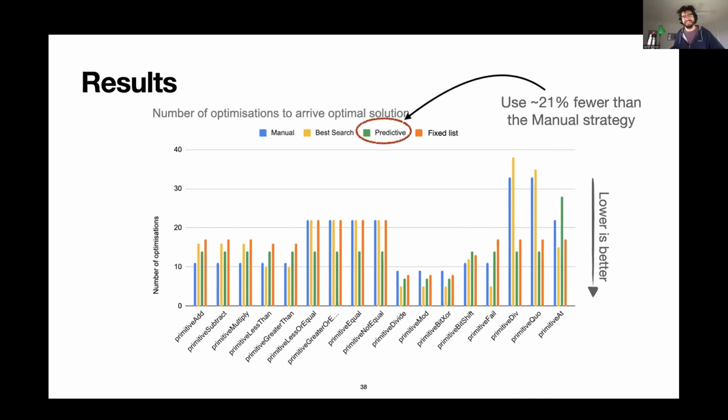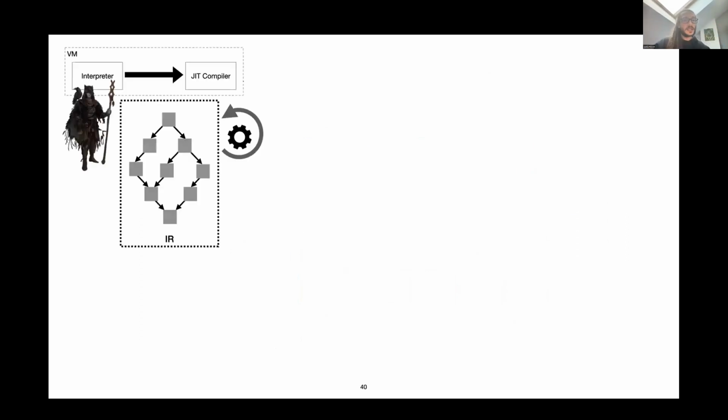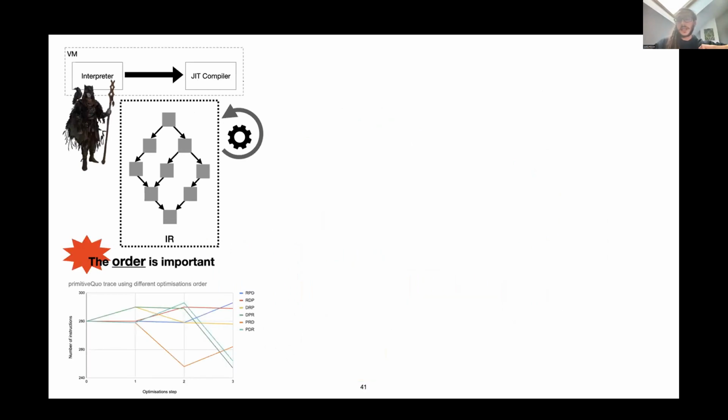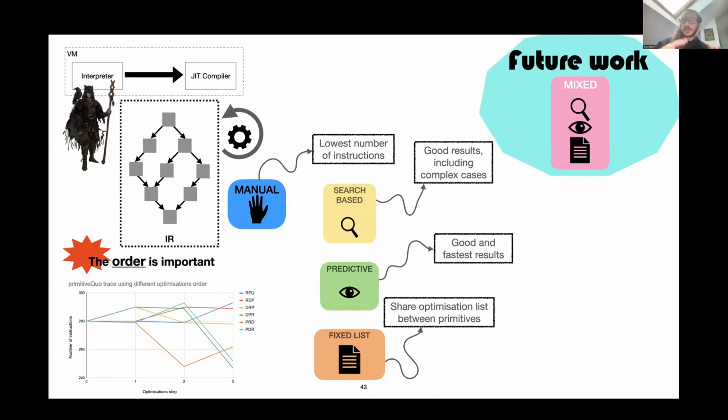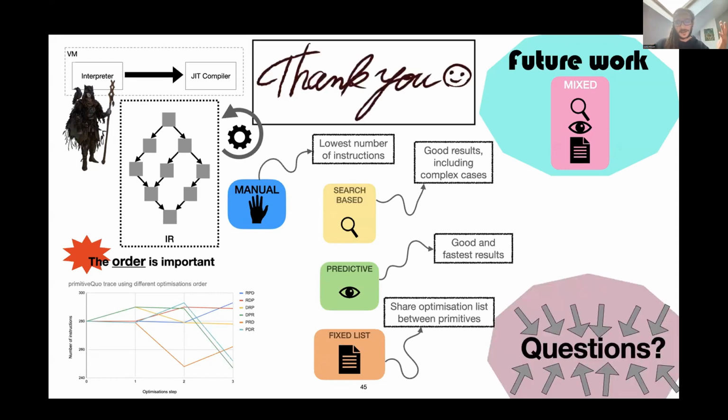Here we see that the predictive strategy is faster than the manual one by an average of 21%. So we saw that the order of the optimizations is important. We compared all the strategies, and we saw that having an automatic approach to select the sequence of optimizations is possible and good enough. Maybe in the future we can mix all these strategies that we now compare individually. Thank you very much. I'm here for questions.